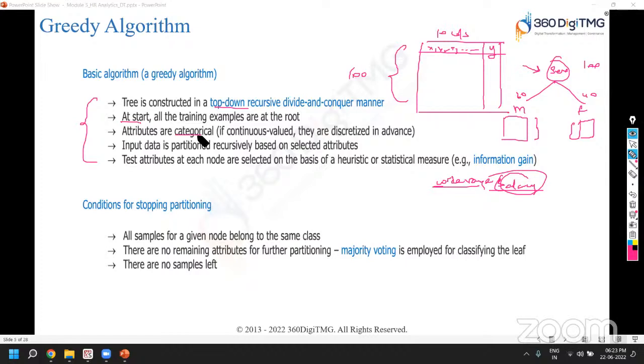And then we'll try to split the data using a statistical measure called entropy and information gain. There are other algorithms also, but we'll look at this one specific case, information gain. And once we decide how to grow the tree, we will start growing the tree, but you also need to know when to stop it. So what are the conditions for stopping the partition?